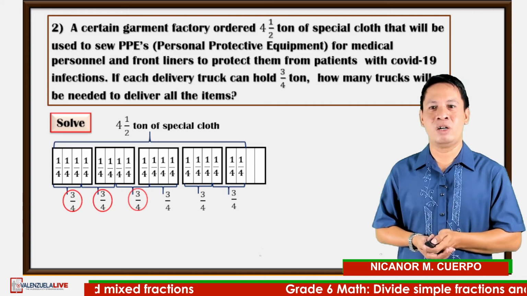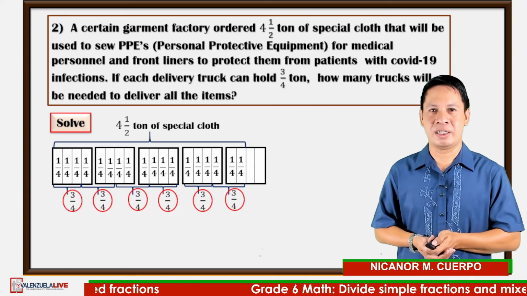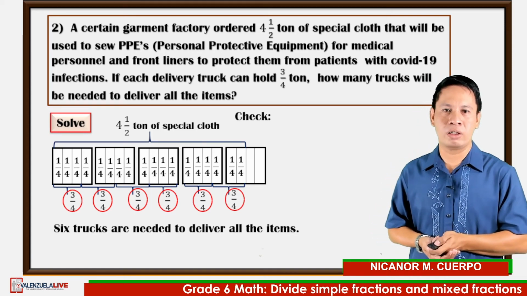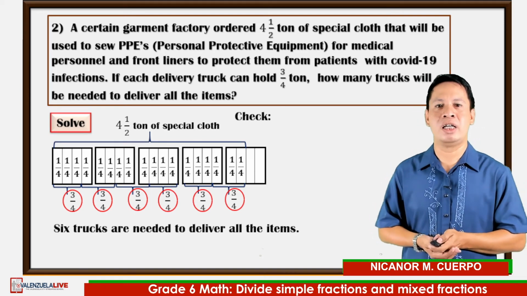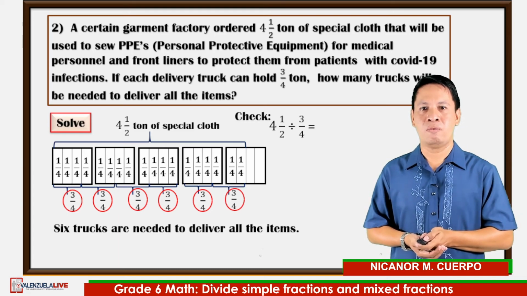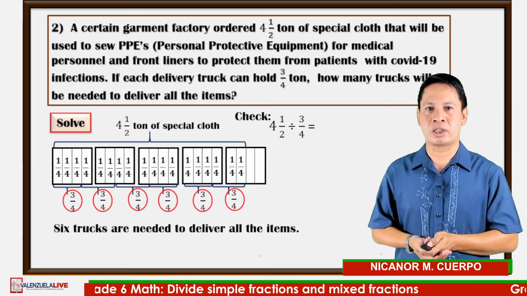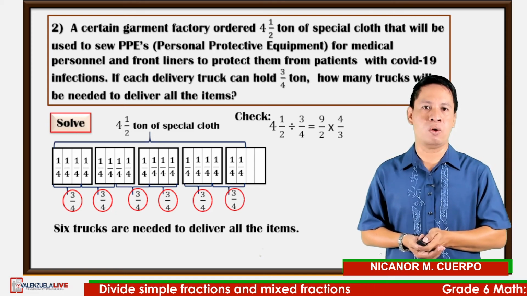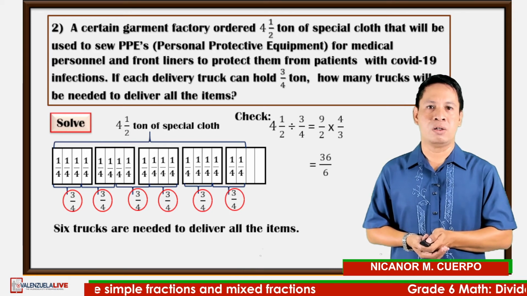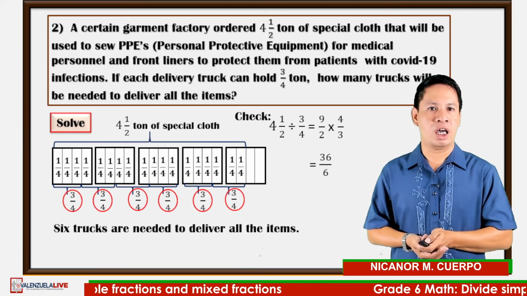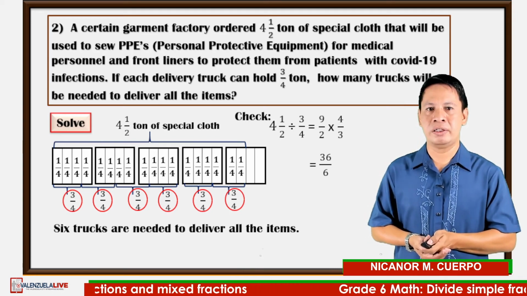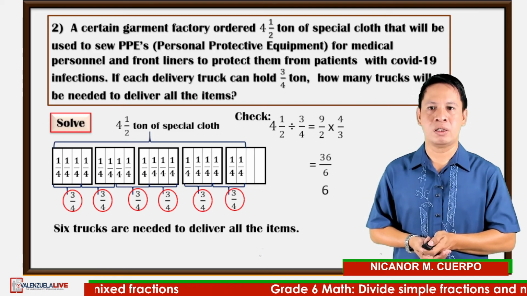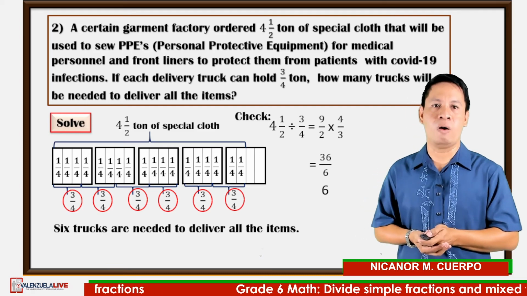Correct. There will be 6. 6 trucks are needed to deliver all the items. Now, let's check your answer. 4.5 divided by 3/4 equals 9/2 times 4/3. So 9 times 4 will give you 36, and 2 times 3 will give you 6. Then divide. 36 divided by 6 is equal to 6. So 6 trucks are needed to deliver all the items.